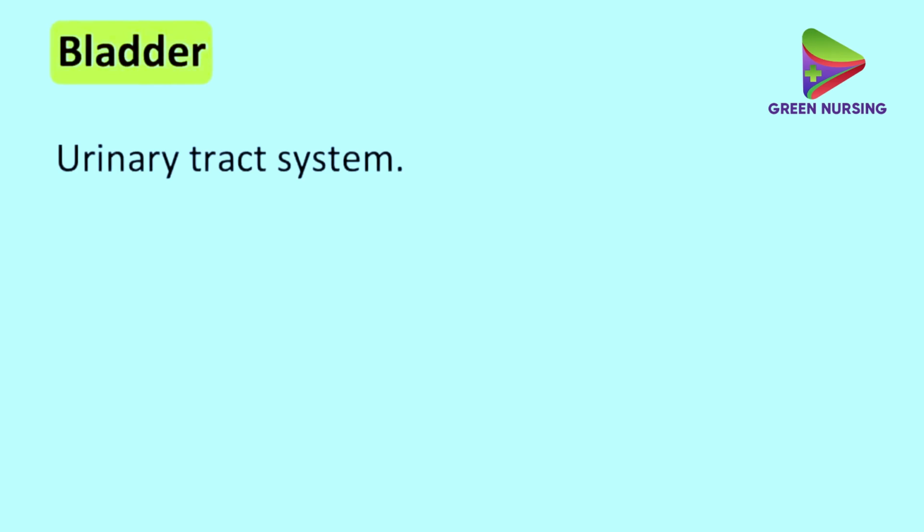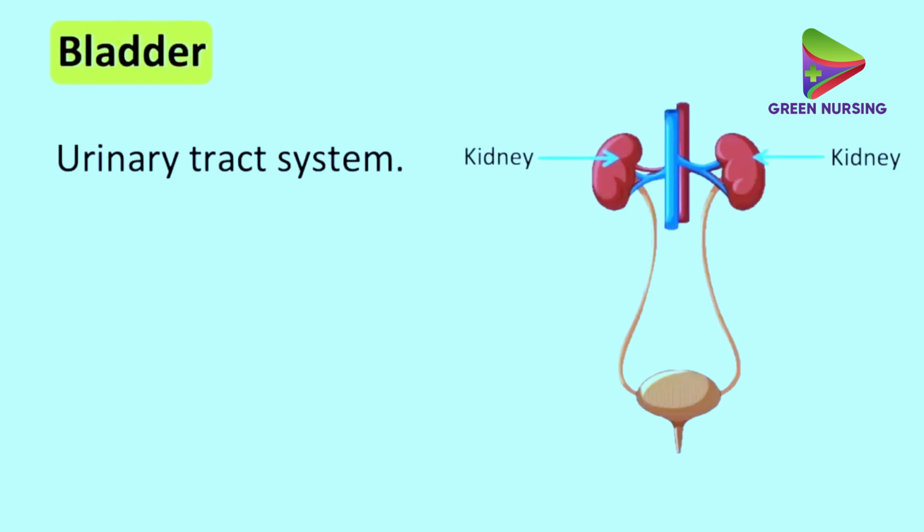Bladder. The bladder is part of the urinary tract system. This also includes the kidneys, ureter, bladder, and urethra.